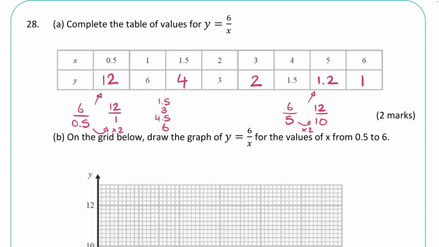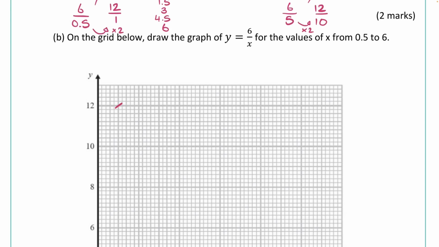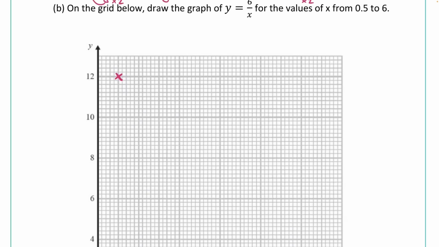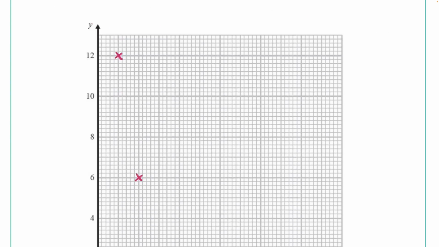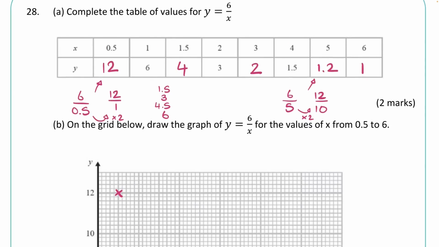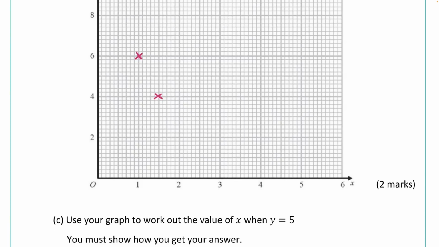Right, we've got to plot these points. So we've got 0.5 goes up to 12. Let's have a look. 0.5 is that first line. So up to 12, that's going to be just here. We have 1 that goes up to 6. So that's going to be just here. 1.5 goes up to 4. And that is there. 2 up to 3 and 3 up to 2.